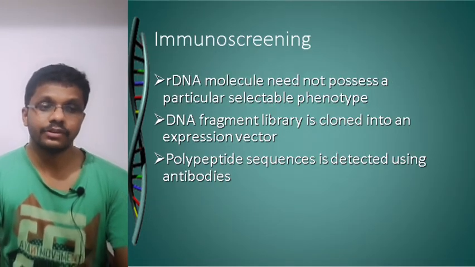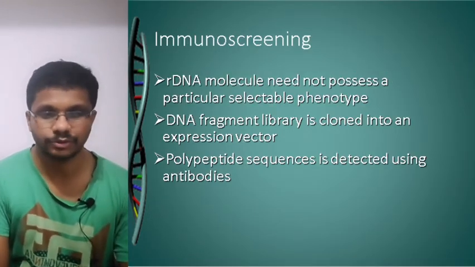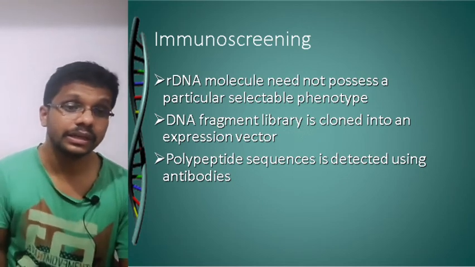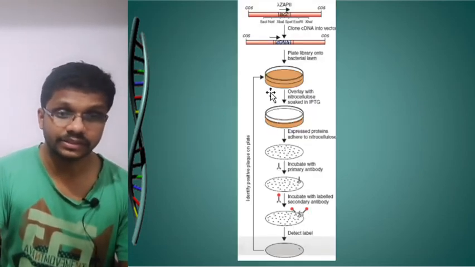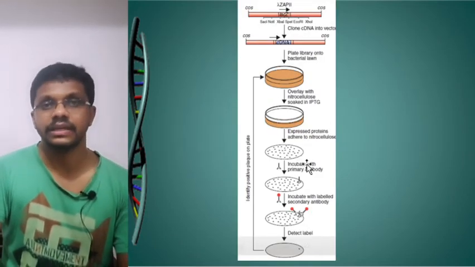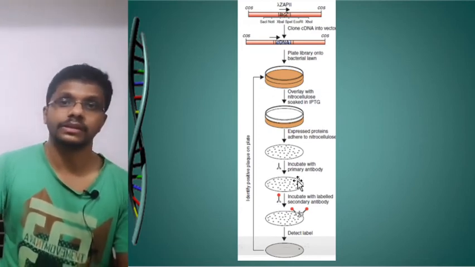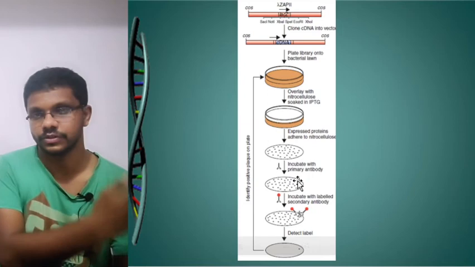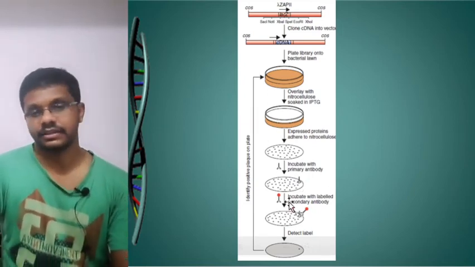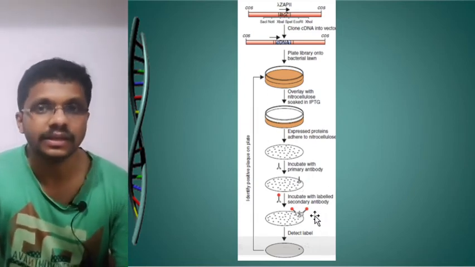And finally, we have immunological screening. Just like we do with ELISA, we can transfer the colonies onto a nitrocellulose paper and fix it. Then we can use antibodies complementary to the particular protein sequence produced by the foreign DNA, and we can identify the colonies which are producing that protein.